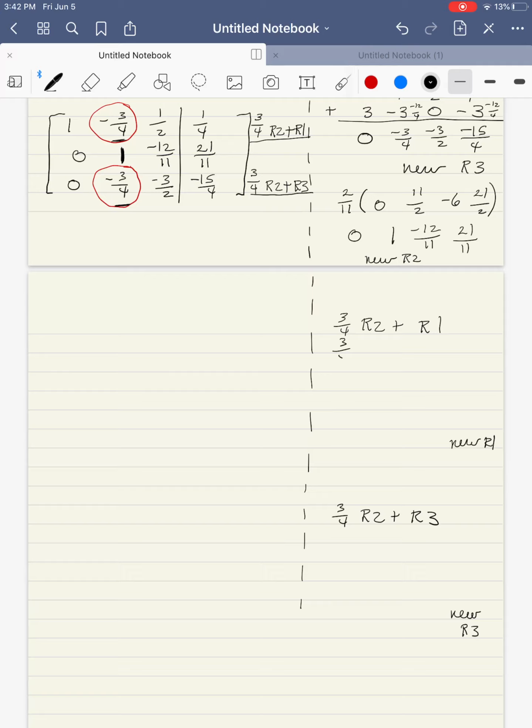All right, so 3/4 row 2. Let's see, 3/4 times negative 12 over 11. The 12 cancels with the 4. So I have negative 9 over 11. And then nothing cancels here, so I have 63 over 44. And now I add those two. I add that to row 1.